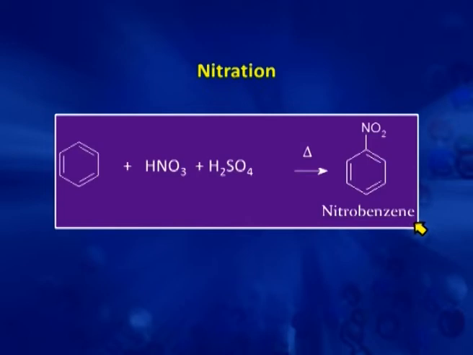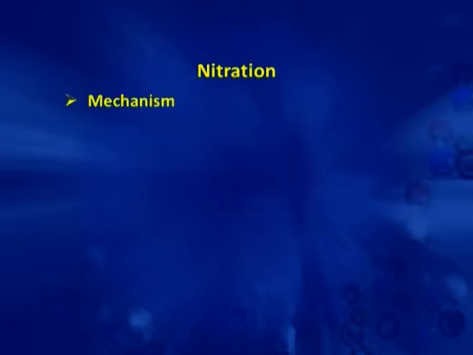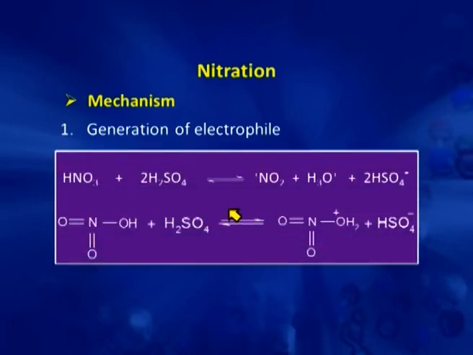So, this is an electrophilic substitution reaction, and we should understand from where the electrophile comes. That we can understand by taking the mechanism. The mechanism involves different steps. The first step is generation of the electrophile. Here the electrophile is generated with the help of concentrated nitric acid and sulfuric acid. These two acids react and produce an electrophile, the nitronium ion.